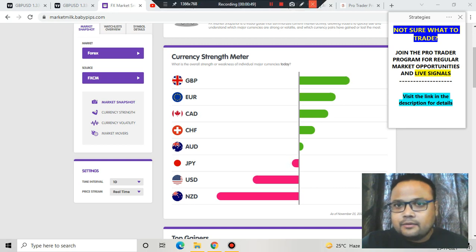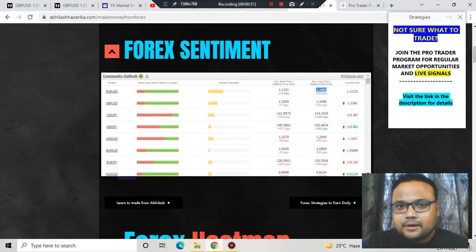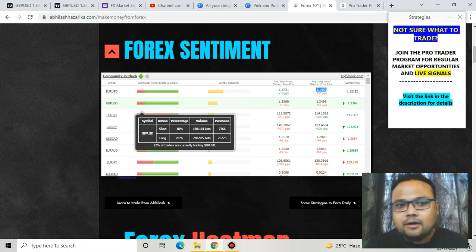And if you look at the Forex sentiment meter, this is the GBP USD, our beloved. Just like the Euro USD, we have 18% sell position and 81% long position. But in comparison, the chart of GBP USD is quite better, because in Euro USD we are witnessing a heavy sell off, and most of the traders have lost their hard-earned money.